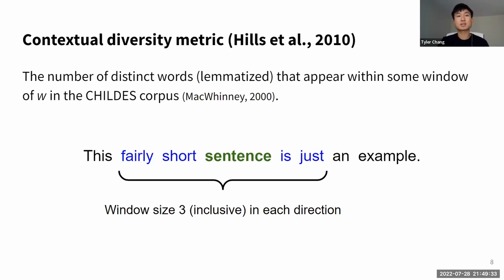More specifically, the contextual diversity metric from Hills measures the number of distinct lemmatized words that appear within some window of the target word in a corpus of child-directed speech. In this example, for the word sentence, if we look in a window of size 3 inclusive, then there are 4 unique co-occurring words or lemmas. And so in this sentence, the co-occurrence count is 4, and the contextual diversity of the word sentence is 4.